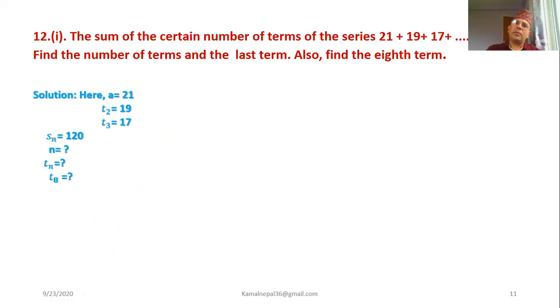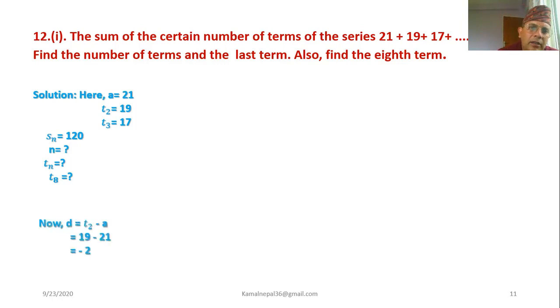The sum of a certain number of terms of the series 21, 19, 17 and so on is 120. Find the number of terms and the last term. Also find the eighth term. So your question: a is 21, T2 is equal to 19, T3 is equal to 17, Sn is equal to 120. We need to find out n, Tn and T8.